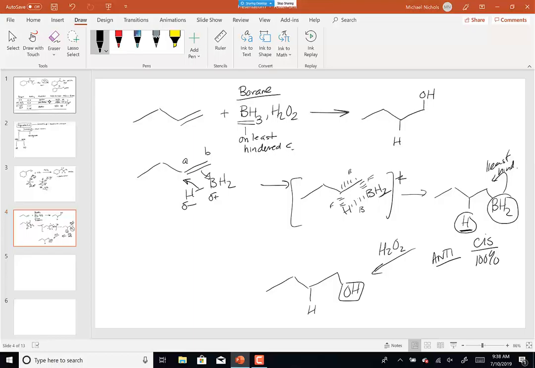So the peroxide comes in, replaces the boron. So now what did I add? I added 100% cis, and I added anti-Markovnikov. So could this reaction be regioselective? It could, because I'm adding an H and an OH that are not symmetrical. And I'm adding them anti-Markovnikov all the time. So it could be regioselective.